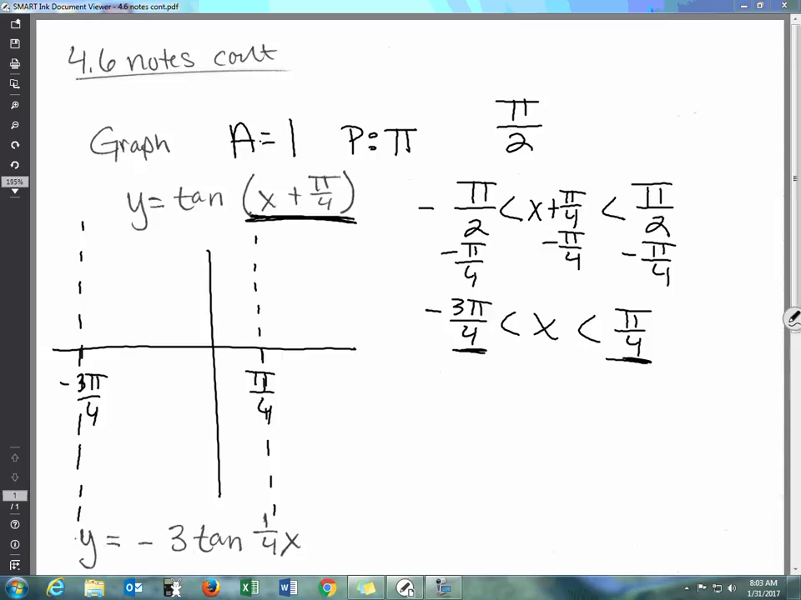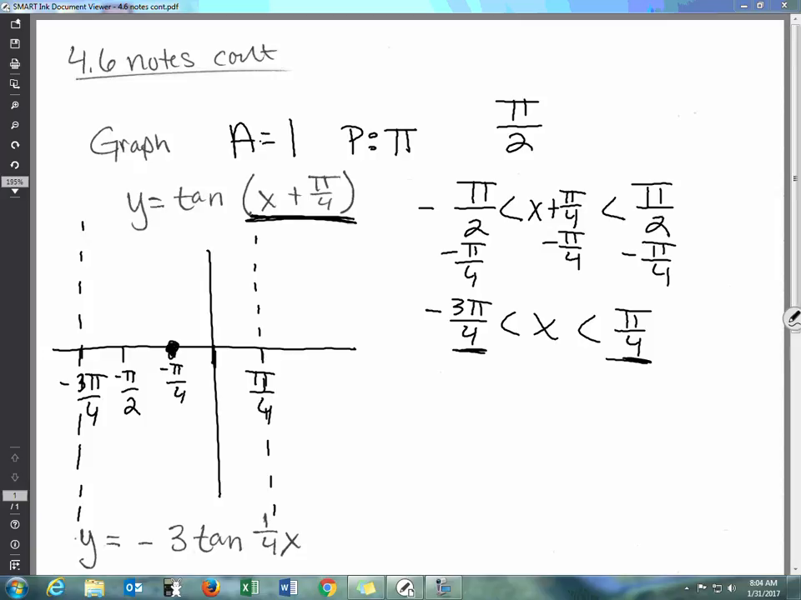Now, halfway in between negative 3 pi over 4 and pi over 4 is not 0. Yesterday it was always 0, 0. Today, because the whole graph's been shifted to the left pi over 4 units, the middle of my graph is actually negative pi over 4, and that's where it's going to cross the x-axis. Then halfway between negative 3 pi over 4 and negative pi over 4 is negative pi over 2, and halfway between negative a fourth and a fourth is 0. That's right here.